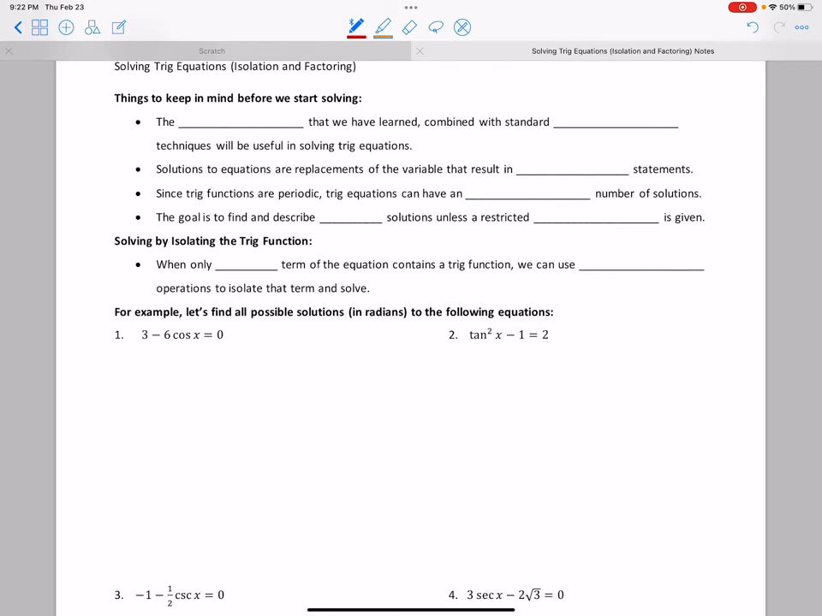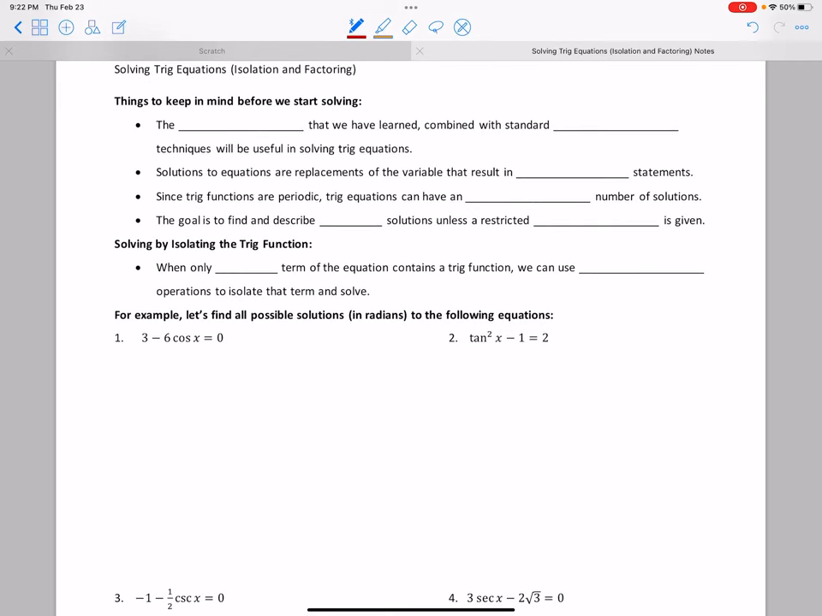And welcome to our lesson on solving trig equations. This is actually lesson 1 of 3. There are so many different techniques that we can use to solve a trig equation that we're going to spread it out. Try to handle just a couple of them each day.